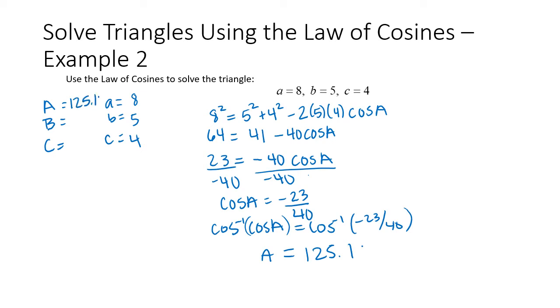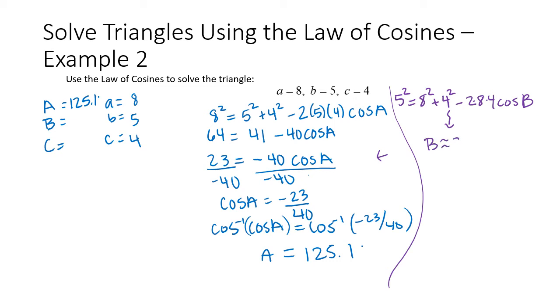And now I'll do the same thing to solve for angle B. So we've got side B squared equals A squared plus C squared minus 2 times A times C times the cosine of angle B. So I'm going to let you guys solve that how you normally would, how we did for A, and you end up getting that B is about 30.8 degrees.